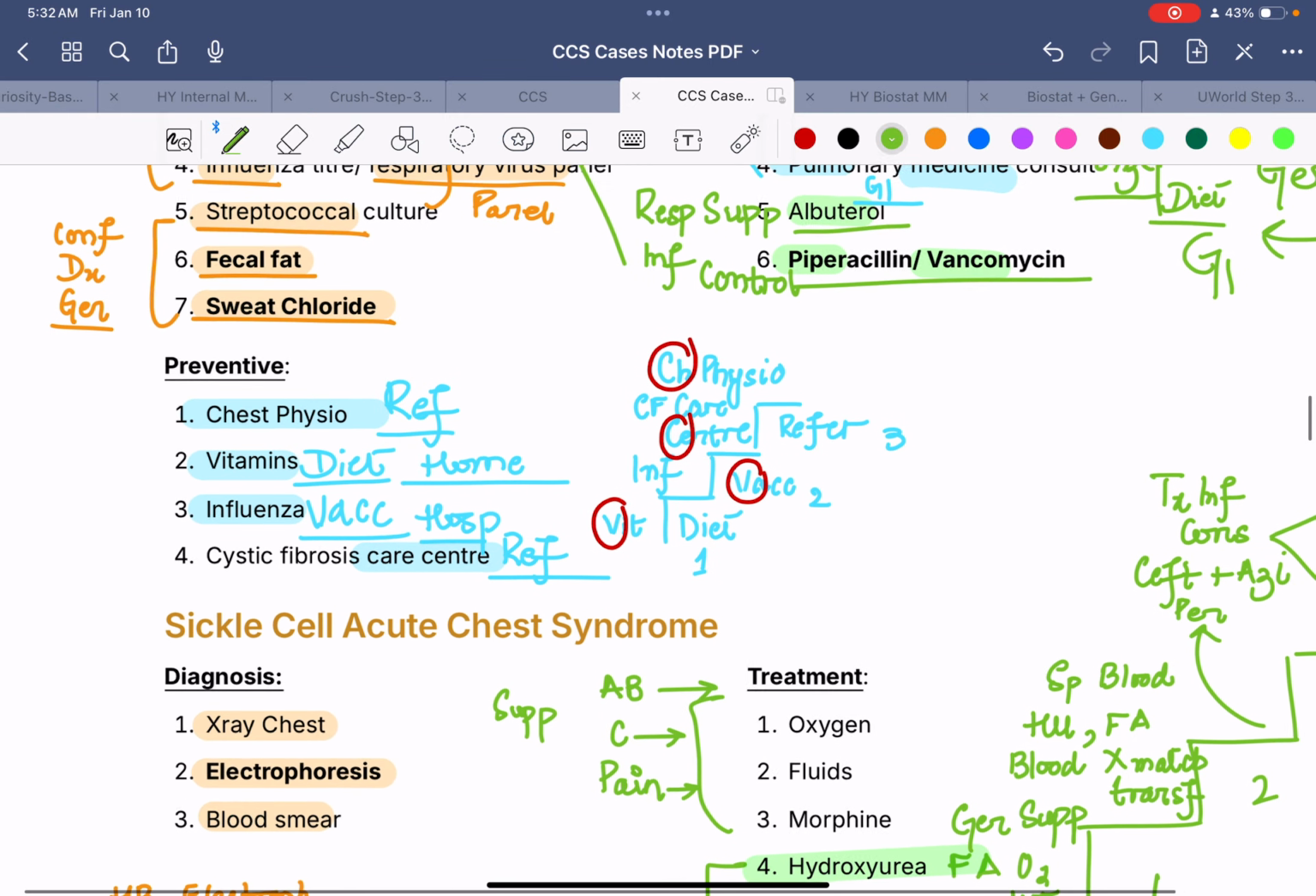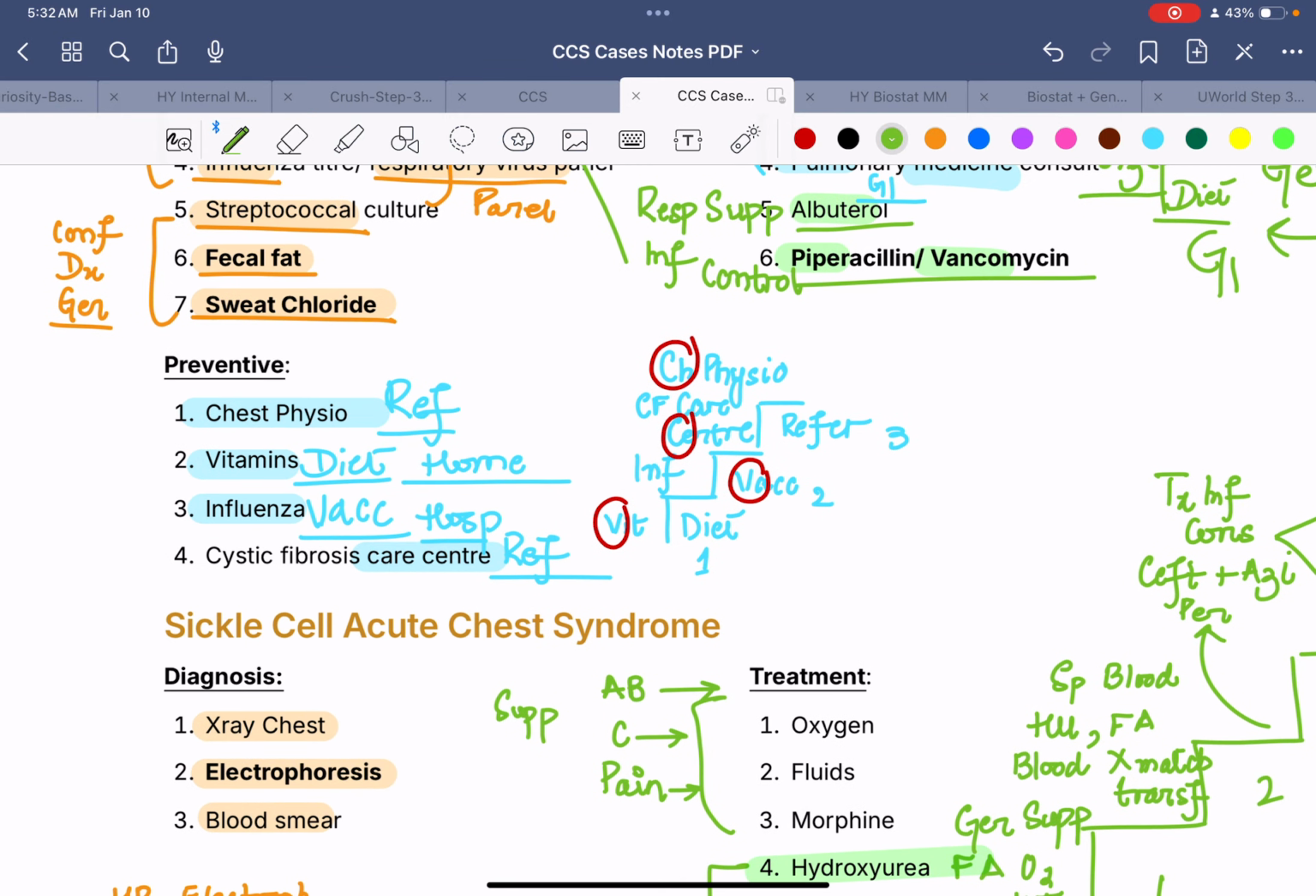And then we have the preventive treatment. In the preventive treatment, again, we have three steps. So remember, for cystic fibrosis, this is a lifelong chronic disease and we don't have a definitive treatment for it. Therefore, prevention is crucial, right? And in the future, preventing attacks or exacerbations of cystic fibrosis.